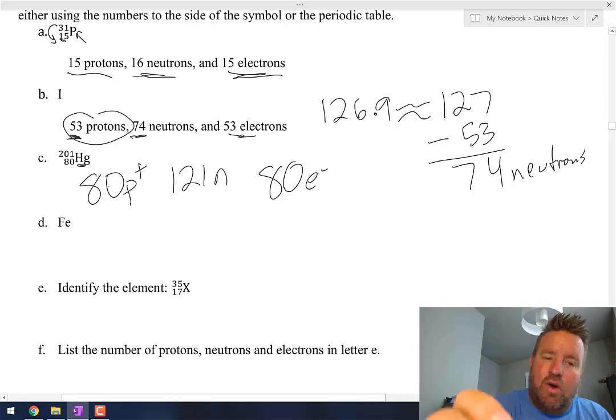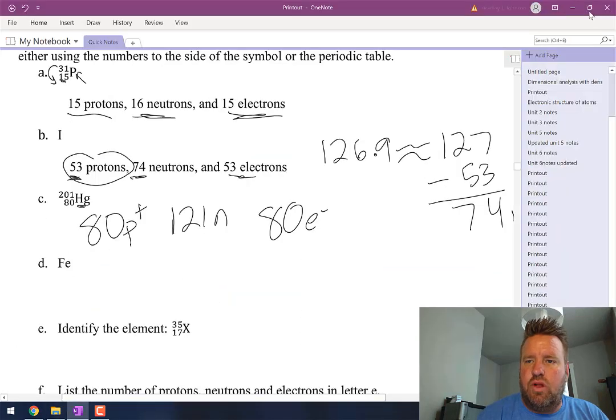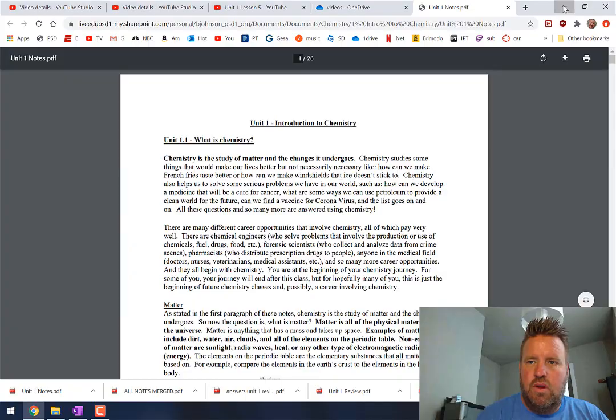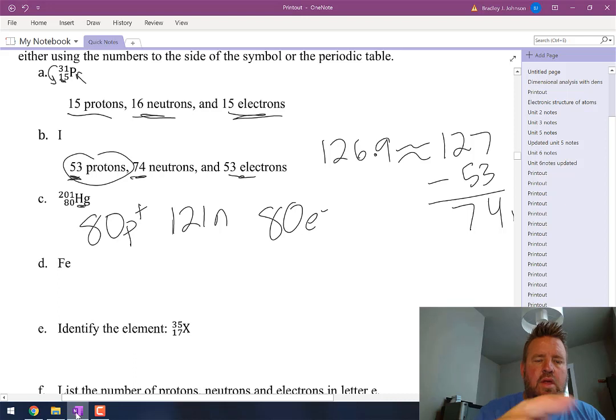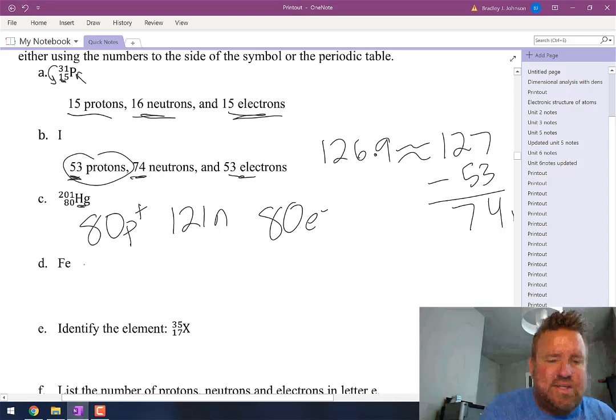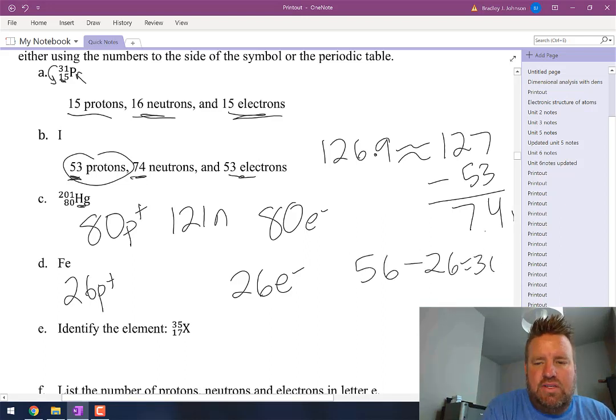For iron, I go to the periodic table. Oops, I closed my periodic table. Hold on just a second. Let me pull it back up, just to make sure we're all looking in the right spot. Oh, I must have deleted it. All right, anyway. Iron has an atomic number of 26. So find number 26 on the periodic table. That means it has 26 protons, 26 electrons, and the atomic mass of iron is 55.8 something, so we're going to round that to 56. And 56 minus 26 is 30. So iron has 30 neutrons.